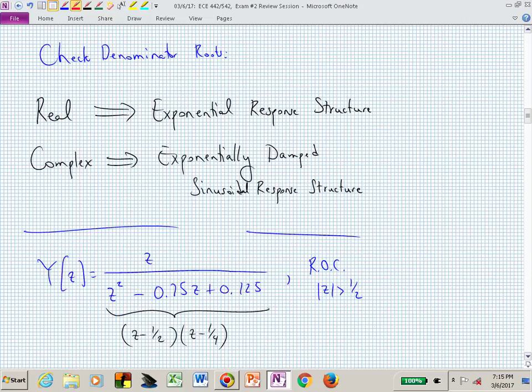And what's my region of convergence tell me? What kind of a sequence? Is it two-sided? Is it one-sided? If it's one-sided, is it causal or non-causal? Could I have a region of convergence that said the magnitude of z is greater than 1/4? Why can I not have that? Because you cannot have poles inside the region of convergence.